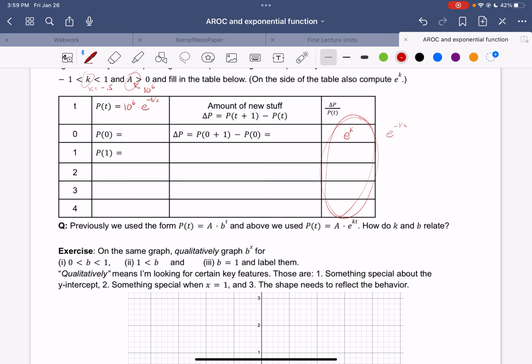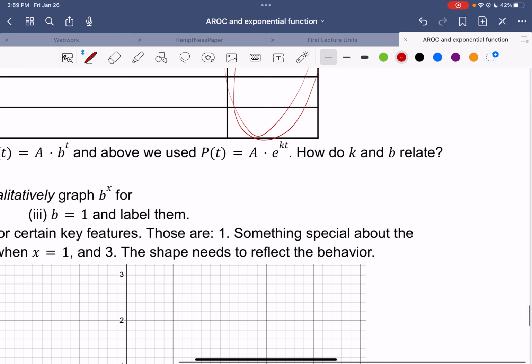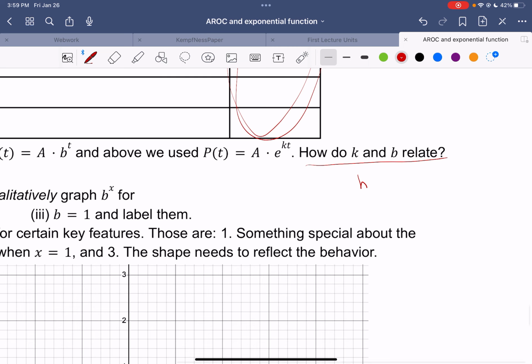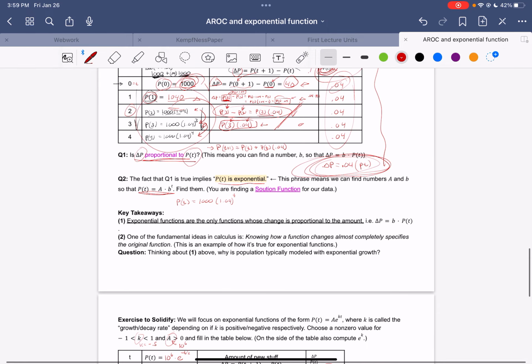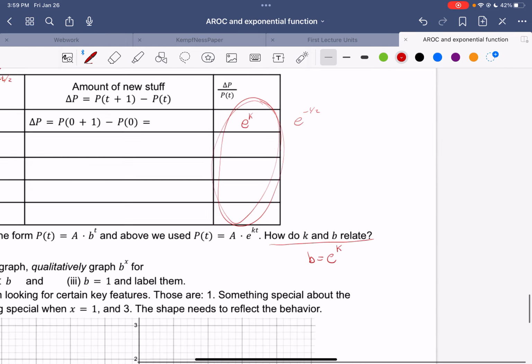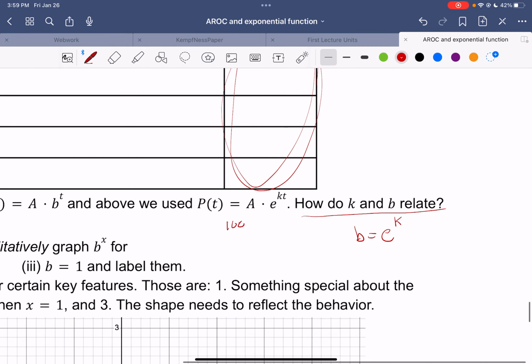And what should happen by the end of all this, so here's where I want to pick it up. How do k and b relate? b is e to the k. All right? So in the problem that I actually worked through up here, okay, we had 1,000, and then b was 1.04 to the t, okay?